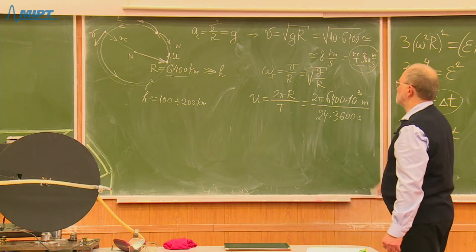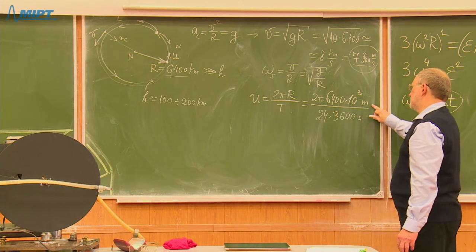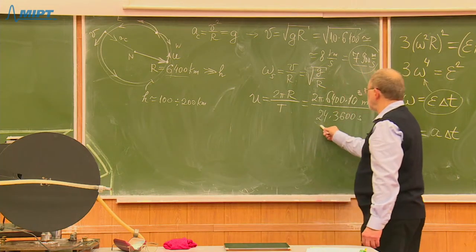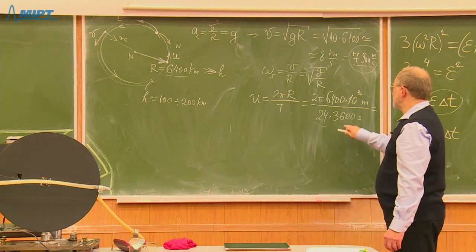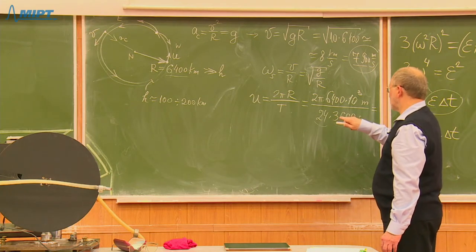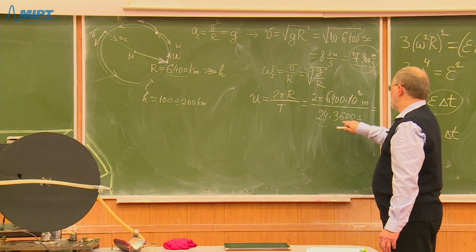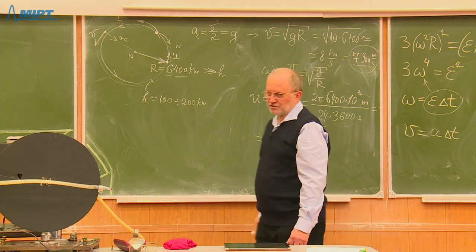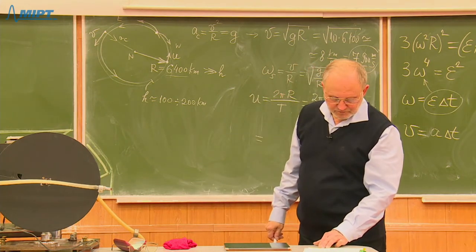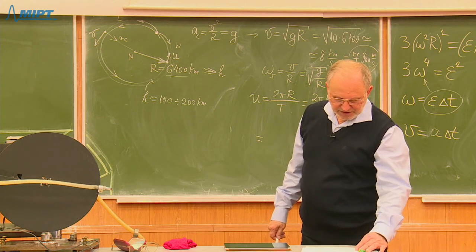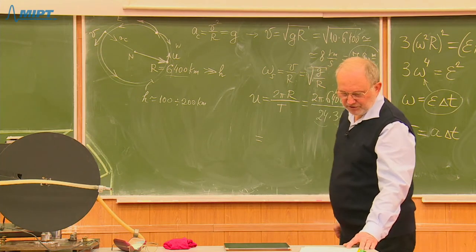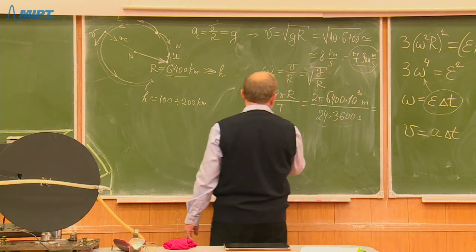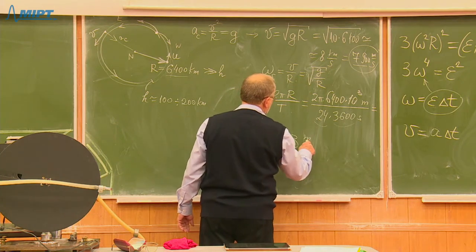I want to use the SI system, the International System of meters and seconds. So 24 hours times the number of seconds in 1 hour, that is 60 minutes times 60 seconds in 1 minute. And if you carry out all this calculation, you will obtain the linear velocity, which is about 463 meters per second.